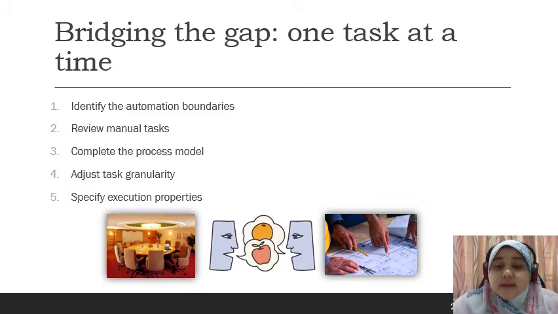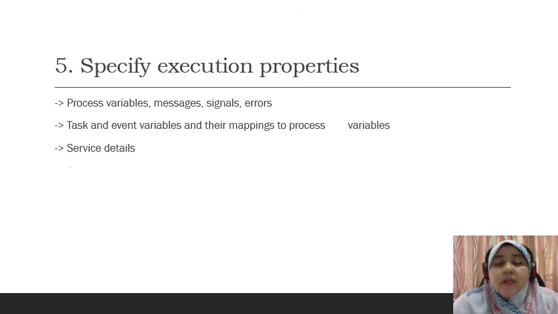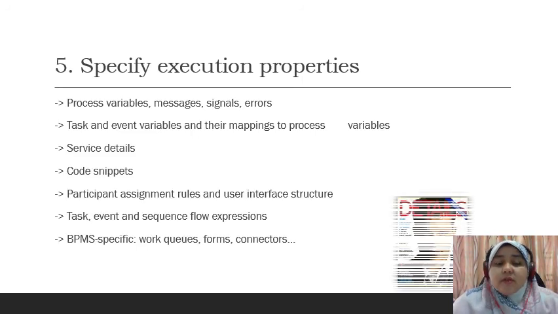Tadi cara dia perhalusi, adjust the granularity. Okay. Then this is step number 5, bridging the gap. Kita dah sampai step number 5, specify execution properties. Okay, execution properties termasuklah process variables.